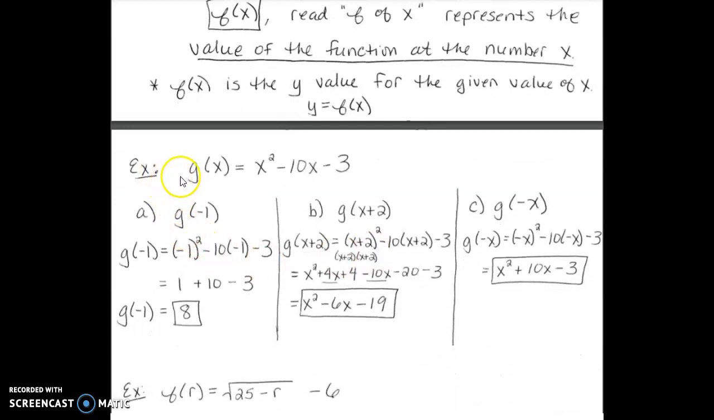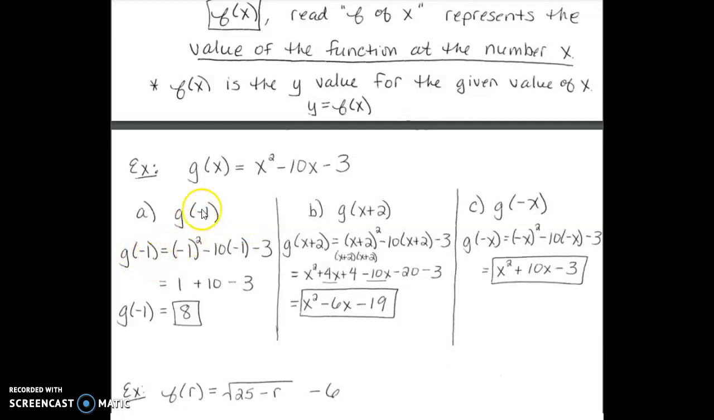In our first example, we're given a function that they're naming g. The definition we're given is g of x is equal to x squared minus 10x minus 3. We're asked to evaluate it using function notation for different expressions. Part A says find g of -1. So it's telling me the x value is -1, and I'm looking for what I would get if I were to plug -1 in place of x into g.